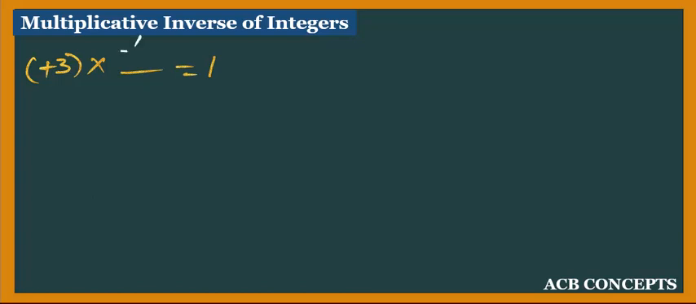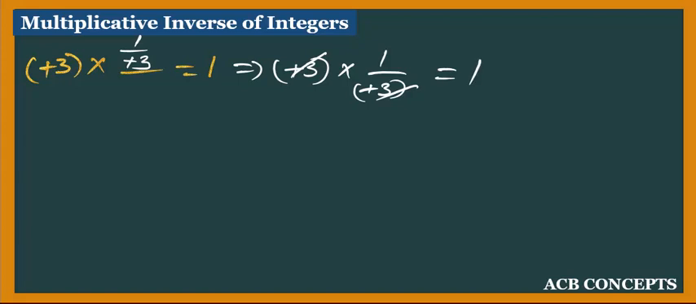Here the answer is 1 by plus 3. So plus 3 times 1 by plus 3, cancel, you will get 1. So 1 by plus 3 is the multiplicative inverse of plus 3.